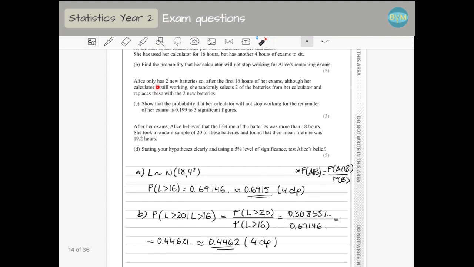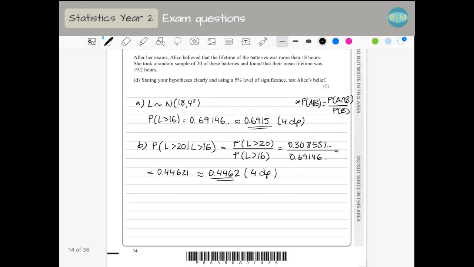Then it says Alice only has 2 new batteries, so after the first 16 hours of her exams, although her calculator is still working, she randomly selects 2 of the batteries from her calculator and replaces these with the 2 new batteries. Show that the probability that her calculator will not stop working for the remainder of the exams is 0.199 to 3 significant figures. So now she has 2 batteries that are new and 2 batteries that have already been working for 16 hours, and she wants to check if they are working 20 hours.